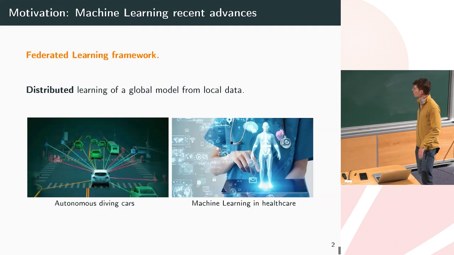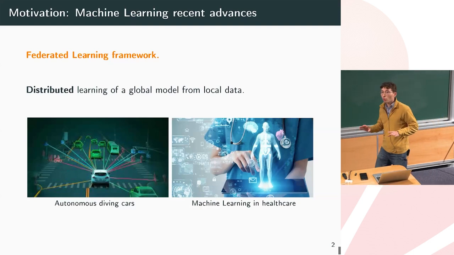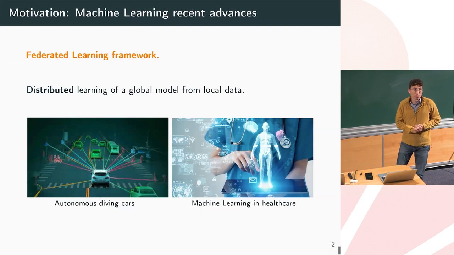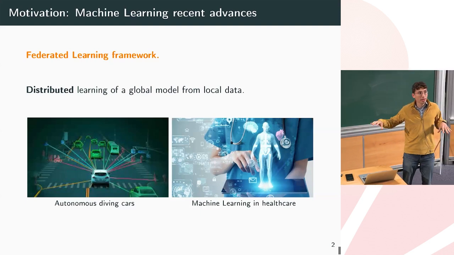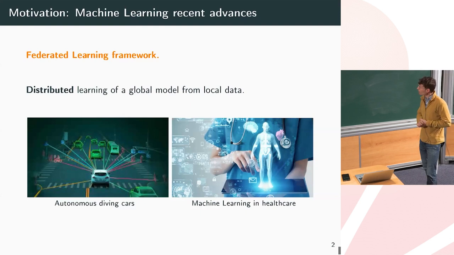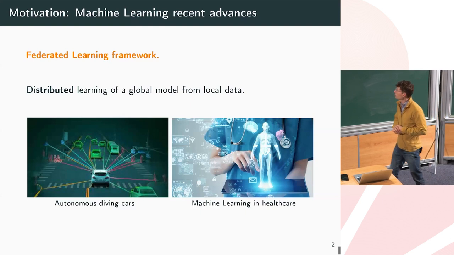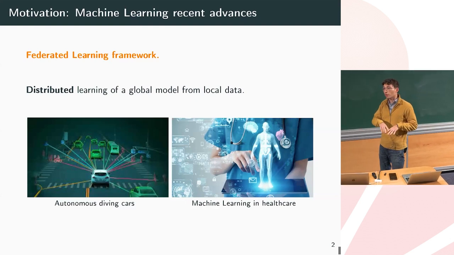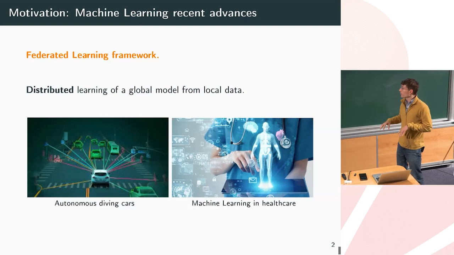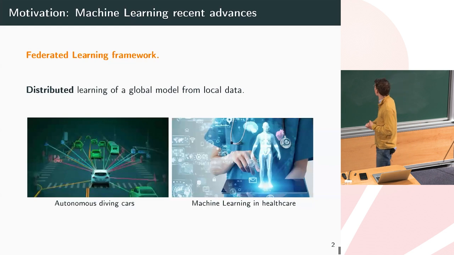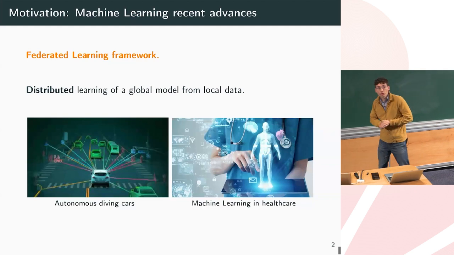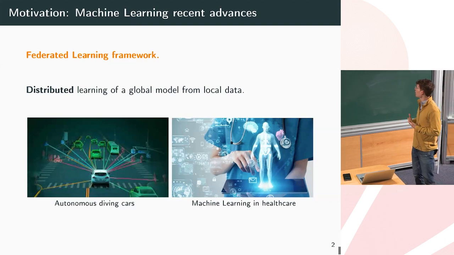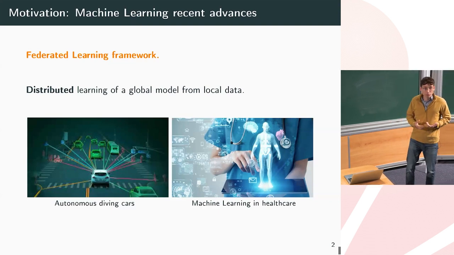Nowadays you have a lot of local users that own local data, and you want to make them collaborate to benefit from all these local data to learn better models. It could have great application, for example, in autonomous driving cars, where you have a lot of individual vehicles. And it could also have application in healthcare, because doctors want to have reliable predictions. And so you should use as many sources of data as possible.